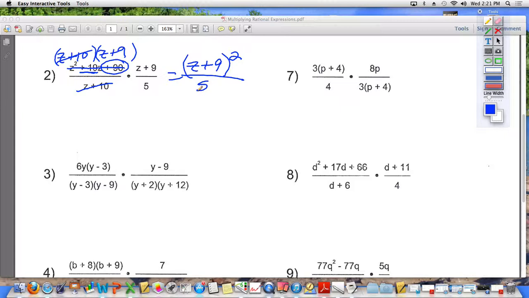Number 7. What can I cancel out? This 3 times p plus 4, 3 times p plus 4. They completely cancel out. What are you left with? You are left with 8p over 4, but 8 over 4 is reducible. 8 over 4 reduces to what? 2 over 1, or just 2. So 8p over 4 is the same thing as 2p.